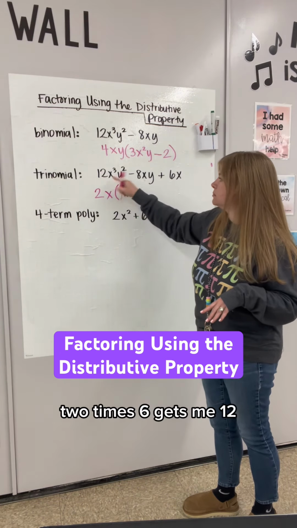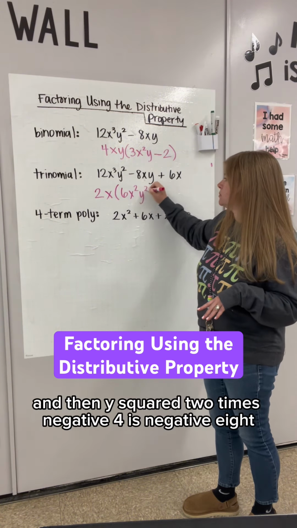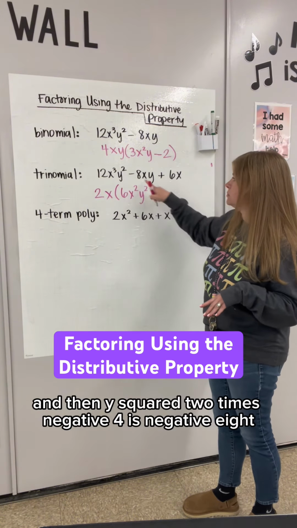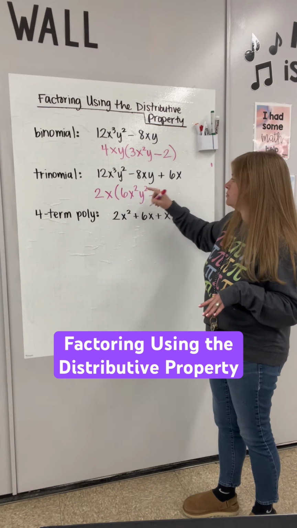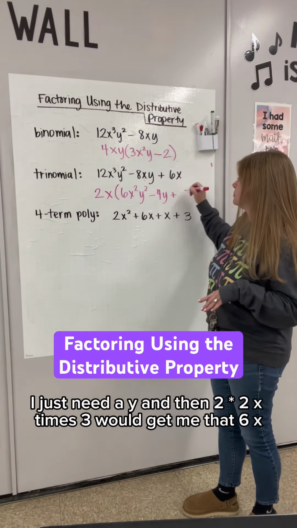2 times 6 gets me 12. X times x to the second would get me x to the third, and then y squared. 2 times negative 4 is negative 8. And then I already have an x, I just need a y, and then 2x times 3 would get me that 6x.